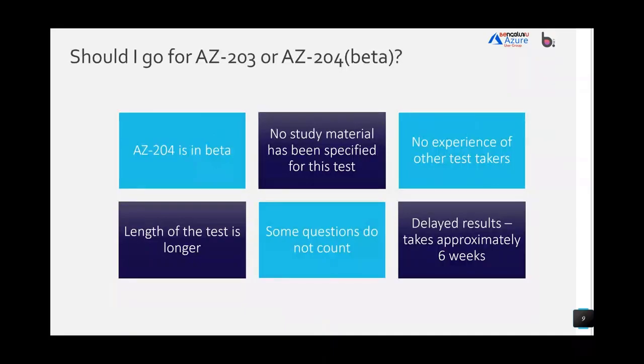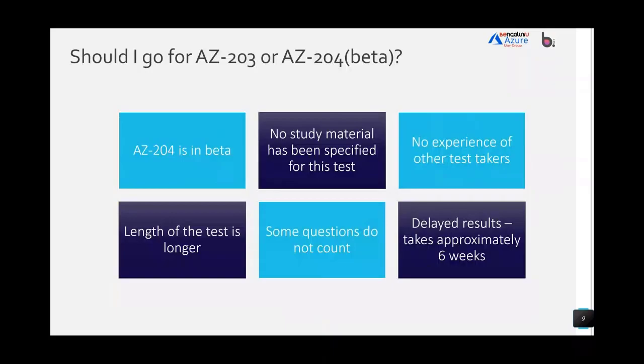Along with that, the length of the test would be longer, and some questions do not count. One very important part to keep in mind: generally when you appear for a Microsoft certification, we get the result at the end of the test on the screen with the score. For the beta exam, there would be a delay in the result. It might take up to 6 weeks. When you finish your examination, you will only get a message on the screen saying thank you for appearing, and you will get the result in the next 6 weeks. So you would not get an immediate result.